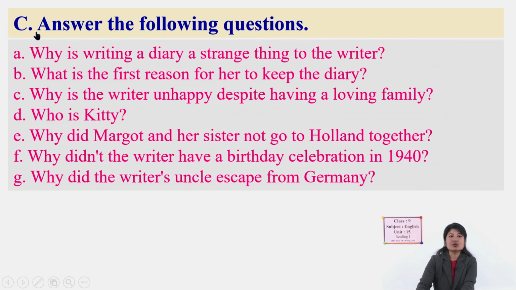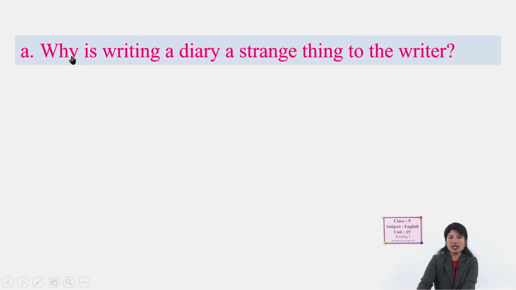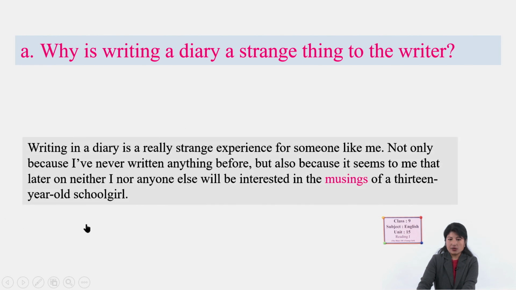Now let's move to number C. Answer the following questions. Okay, we have 7 questions. Let's answer one by one. Number A. Why is writing a diary a strange thing to the writer? Okay, so where do we find this answer? Right in the first paragraph, right? Why is it strange to the writer?